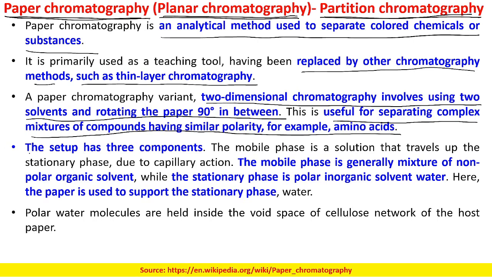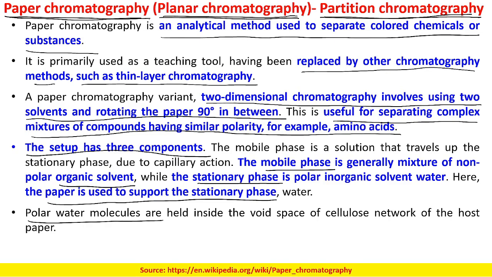The setup has three components. The mobile phase is generally a mixture of non-polar organic solvents. The stationary phase is a polar inorganic solvent, that is water, and lastly the paper, which is used as the support for the stationary phase. The polar water molecules are held inside the void space of the cellulose network of the paper.